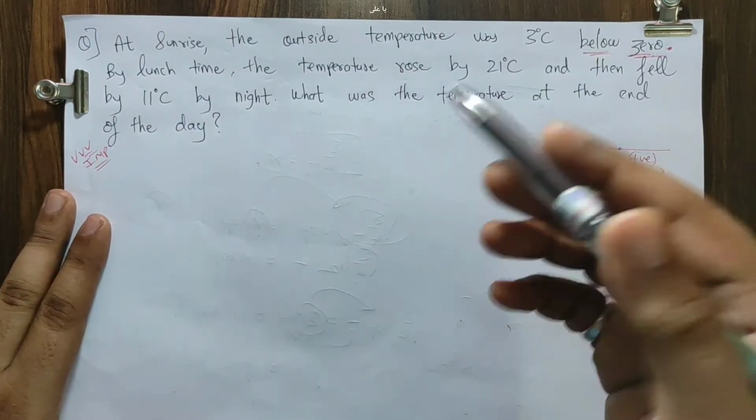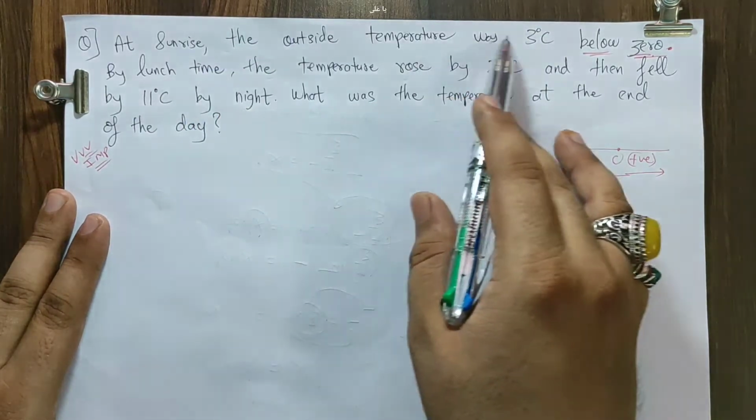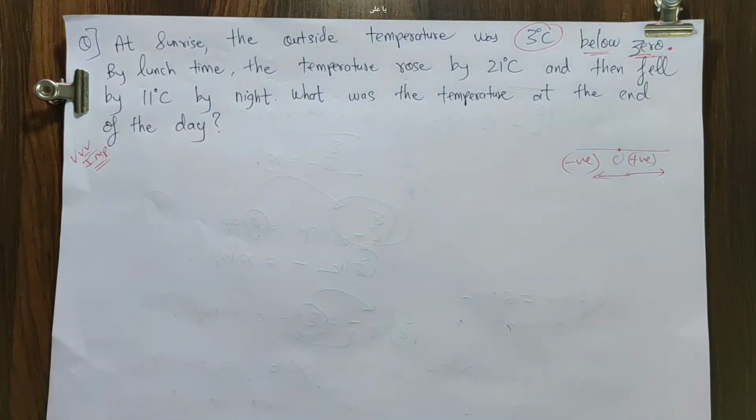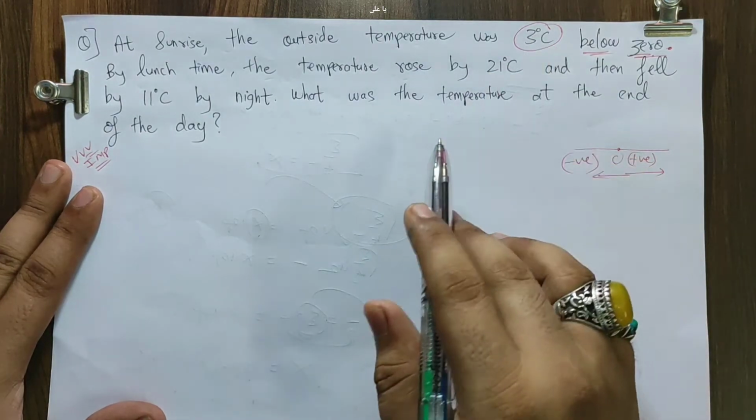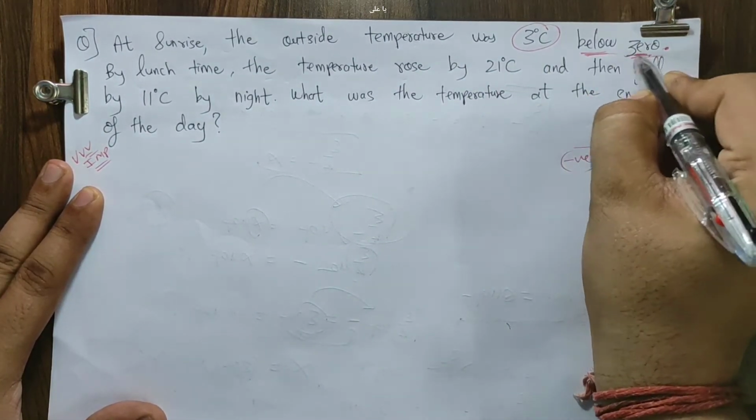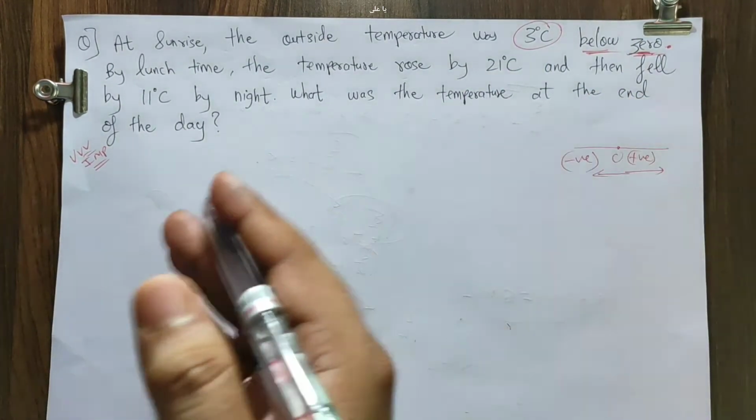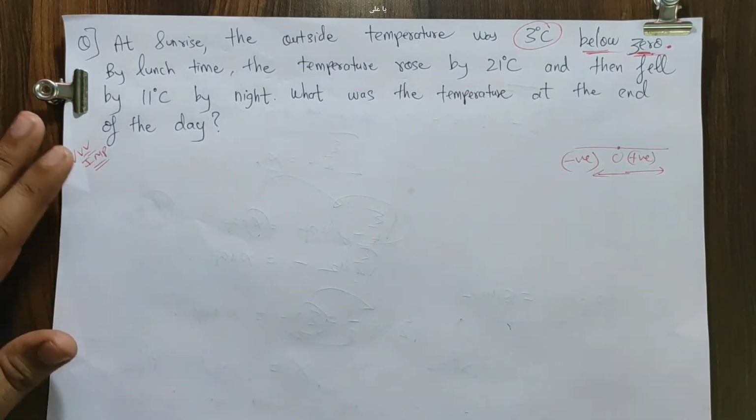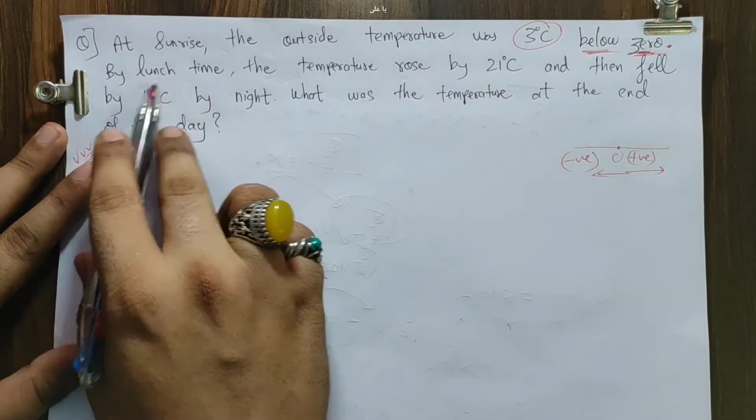So in other words, they are trying to say that at sunrise the outside temperature is minus 3 degrees centigrade or minus 3 degrees Celsius. Okay? So the majority of students make this mistake and say, अरे sir, outside temperature is 3 degrees Celsius. अरे but it's written below zero. मतलब zero के नीचे negative numbers होते हैं. मतलब it's minus 3 degrees Celsius. Very first important catch.